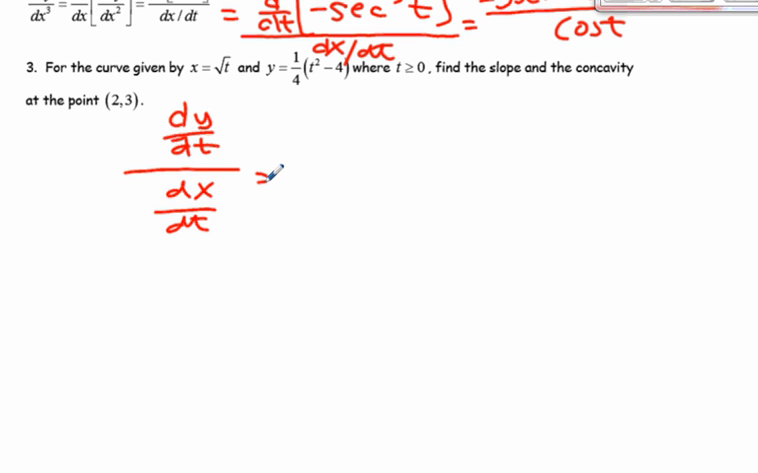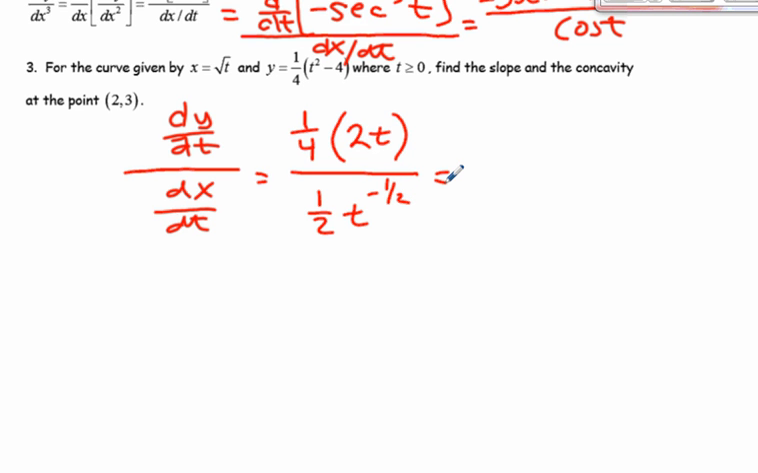All right, so dy/dt, that would be the derivative of 1/4 times t squared minus 4. So the derivative of that is 1/4 times 2t divided by dx/dt. That would be 1/2 t to the negative 1/2. If we clean that up a little bit, we would get t over 2 over 1 over 2 square root of t. And then when we simplify that, we get t, the 2's cancel out. So then that's t times the square root of t, which is t to the 3/2.